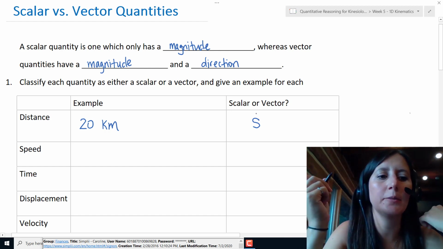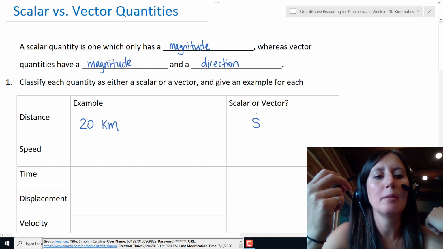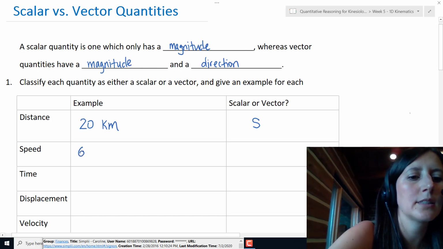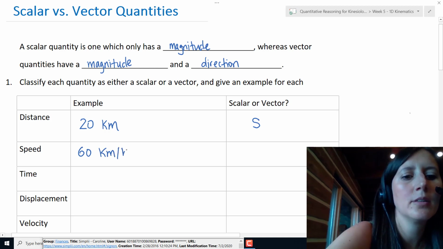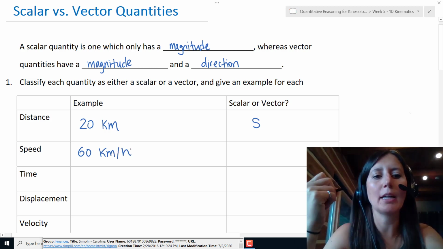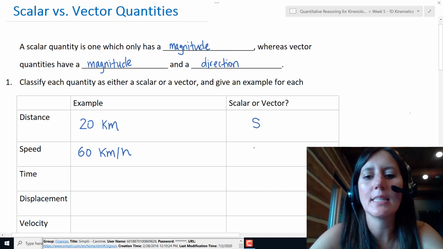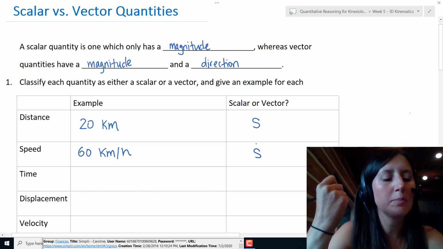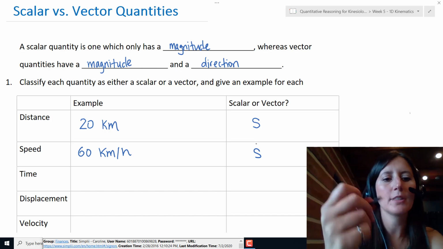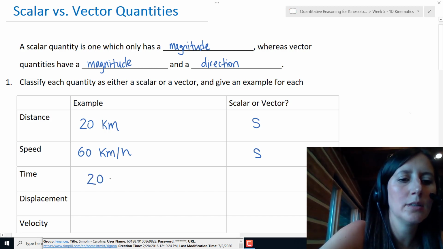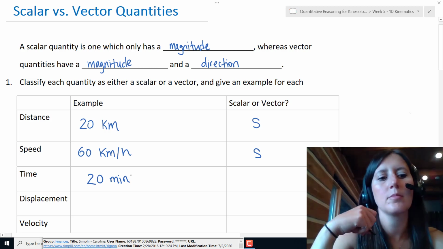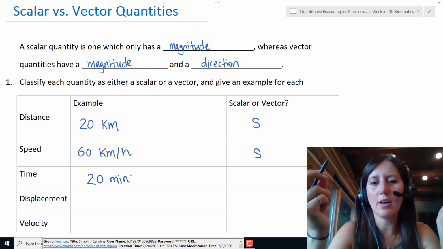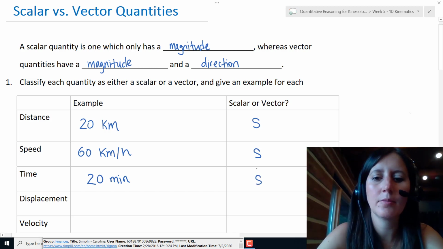So I'll just write S for scalar. All right, speed. Let's say I'm driving, on average, my speed to get to work is 60 kilometers per hour. That's my speed. Again, there is no direction here, so speed is a scalar quantity. Then we have time. Time just means how much time it takes to do something. For example, it takes me 20 minutes to get to work. There's no direction involved there at all, so that would again be a scalar quantity.